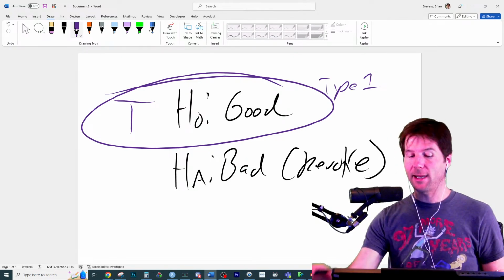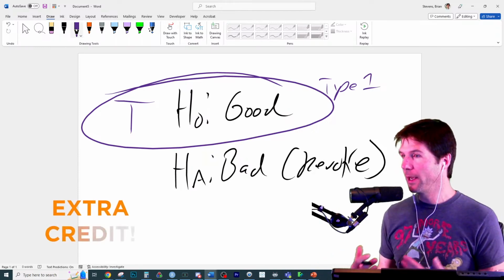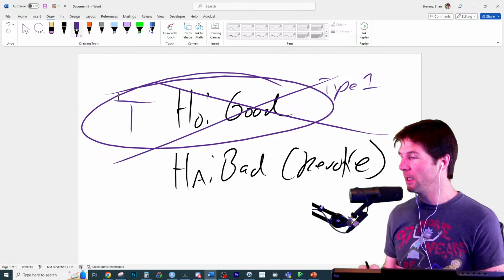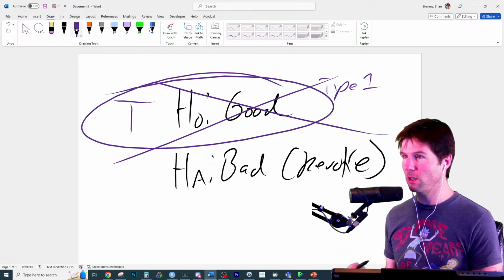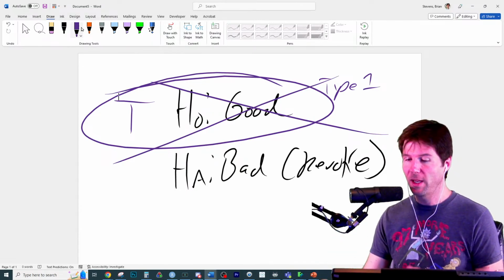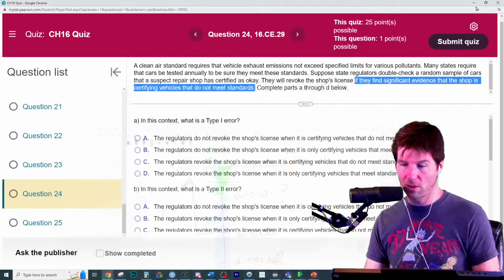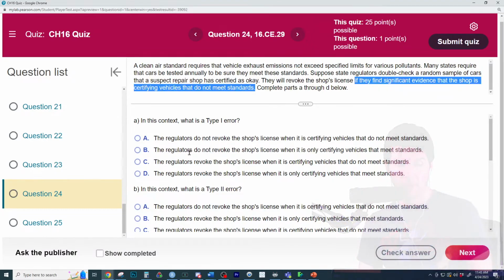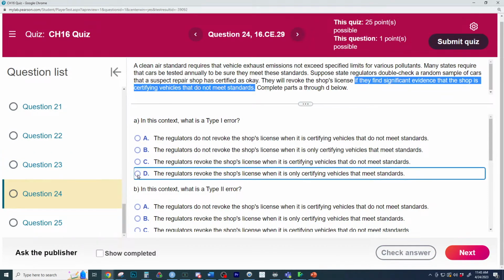Boom, Jackson. Exactly. The shop is doing a good job. It's true that the shop is doing a good job, but they are going to reject the null and say they have evidence the shop is doing a bad job, because the null is true. They're doing a good job and they reject it. So let's see right here. It says, in the context, what is a type 1 error? They revoke the shop's license when it's only certifying vehicles that meet standards.